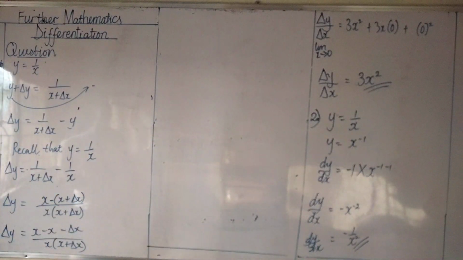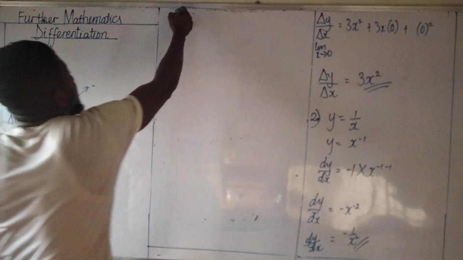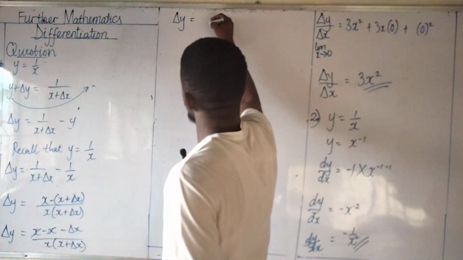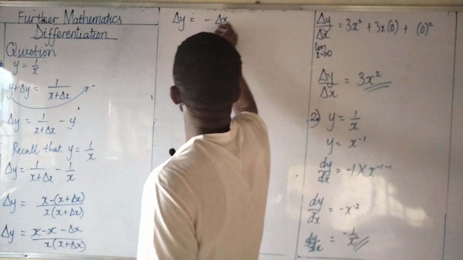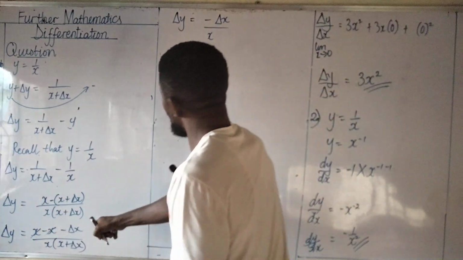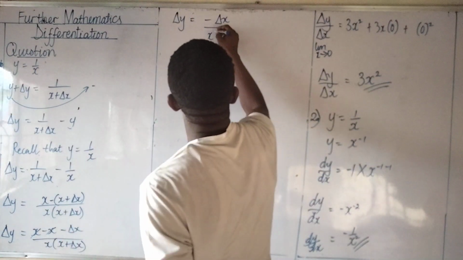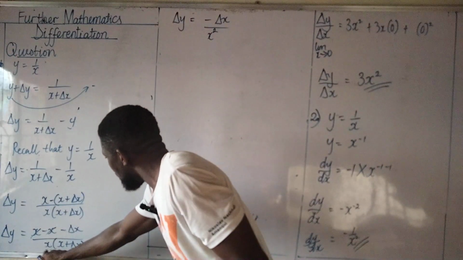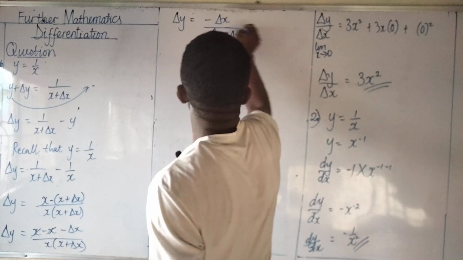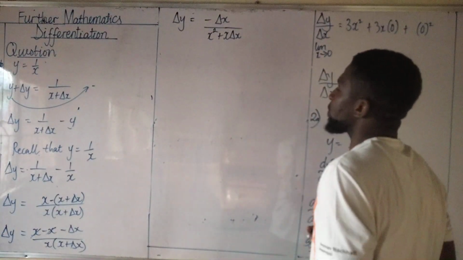So having gotten this far, we can observe that x minus x will go away. We have our changing y to be equal to negative changing x all over x. Open up the bracket now. x times x will give us x squared, x times this will give us plus x changing x. So this is what we're going to get.